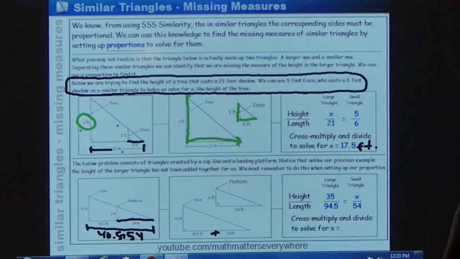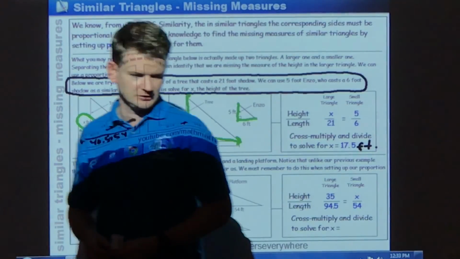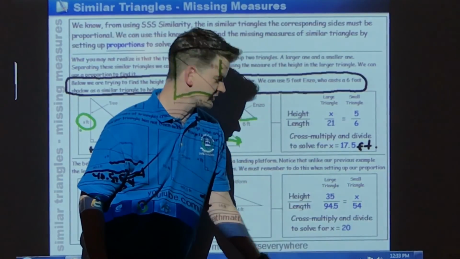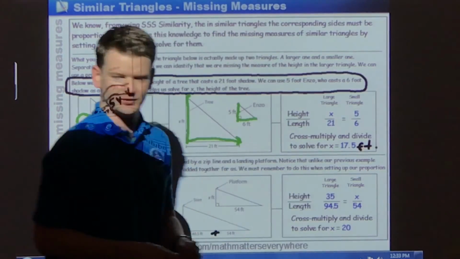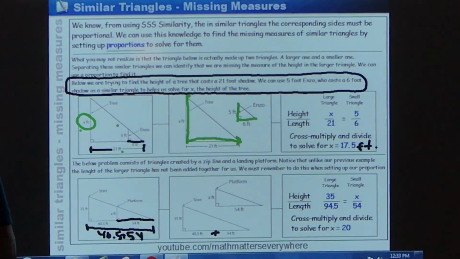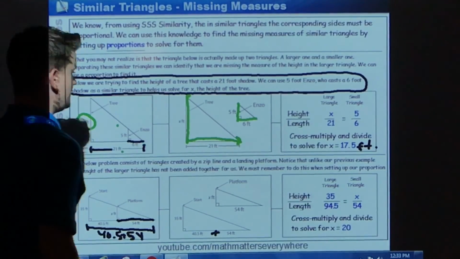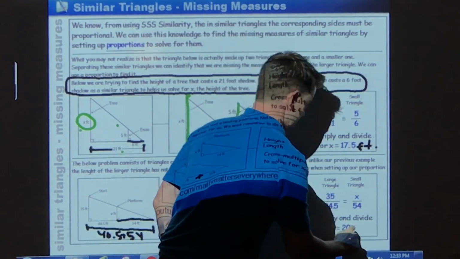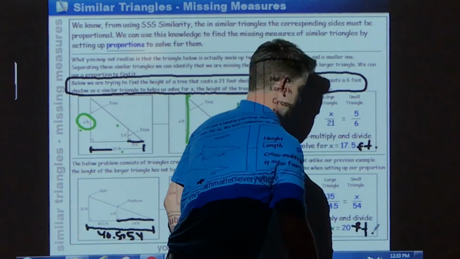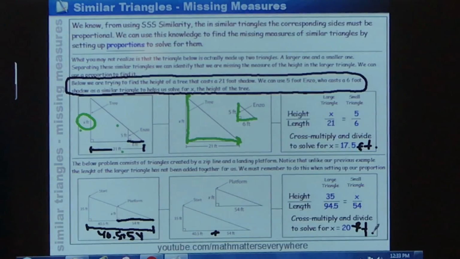Autumn, what did you get? Somebody already did it. What did you get? 20. Survey says he's right. Congratulations! You're the big winner today. Good job. 20 is correct. You should put 20 feet. Don't forget to put the units. 20 feet.